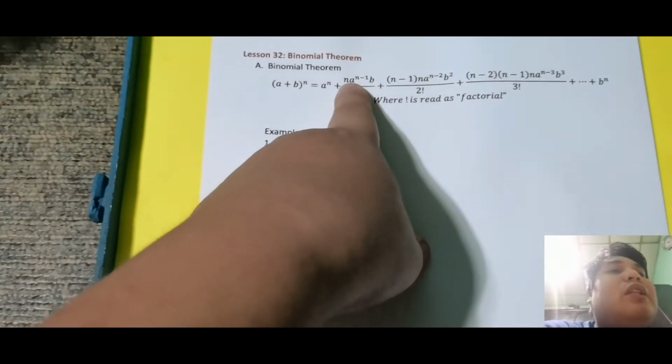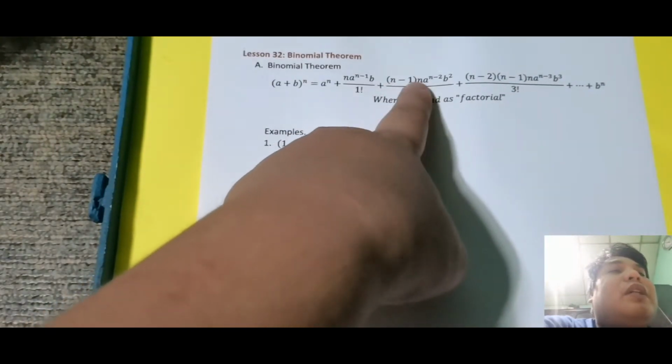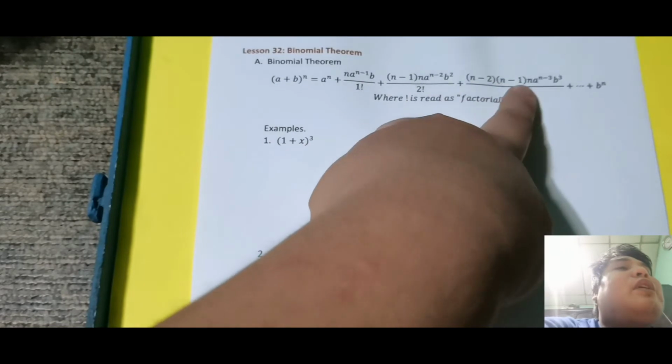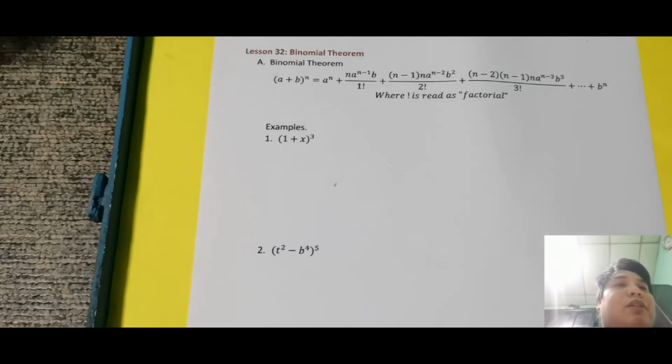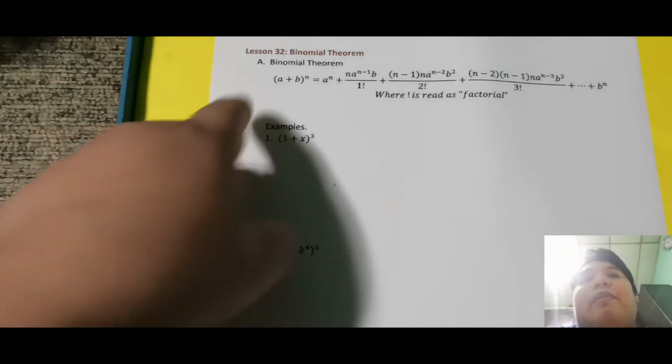So kung napansin mo merong n dyan, nagkaroon ng n minus 1 tas n, tas nagkaroon ng n minus 2, n minus 1, n, tas sunod n minus 3, n minus 2, n minus 1, n. Okay, then yung pattern din dun sa ating coefficient dun sa mga exponent ng ating mga term.